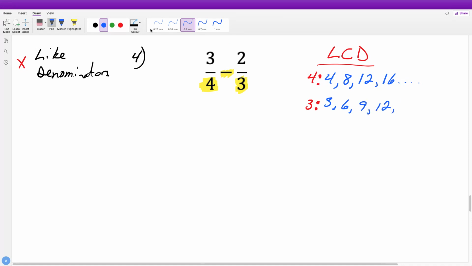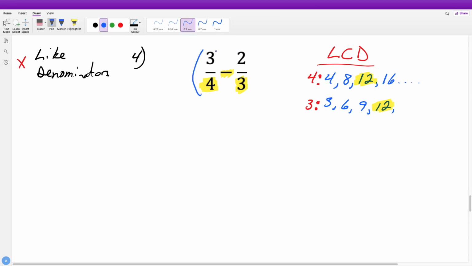I'm going to stop there because I noticed that I had already written 12 for 4. So that is the least common multiple that they share. It means it is the smallest multiple of each number that they share. You can always use larger numbers, but if you use something that's not your least common multiple, you will always, always, always have to reduce at the end. So that's the only difference, the only trouble that some people may have with this.